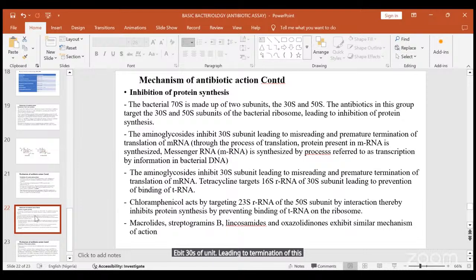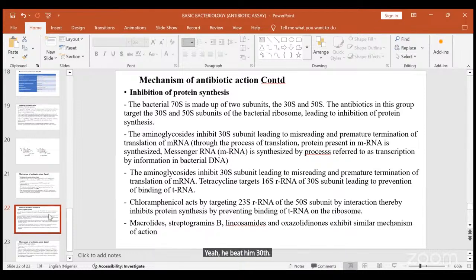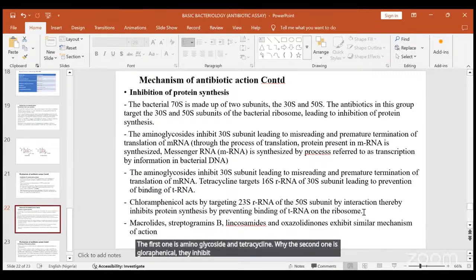Another antibiotic that inhibits protein synthesis is tetracycline. Are you getting it? Tetracycline is also targeting the 30S subunit. So aminoglycoside and tetracycline are using the same mode of action. They are inhibiting 30S. But what does chloramphenicol do? Chloramphenicol inhibits 50S. We are talking about 30S and 50S subunits of the bacterial ribosome. The first one is aminoglycoside and tetracycline, they inhibit 30S. The second one is chloramphenicol, it inhibits the 50S subunit.